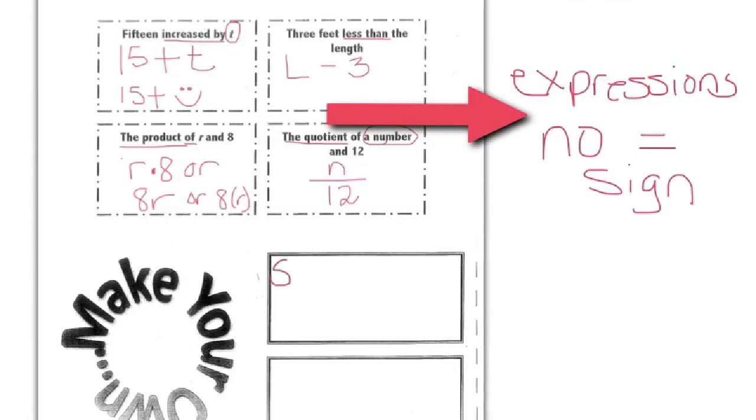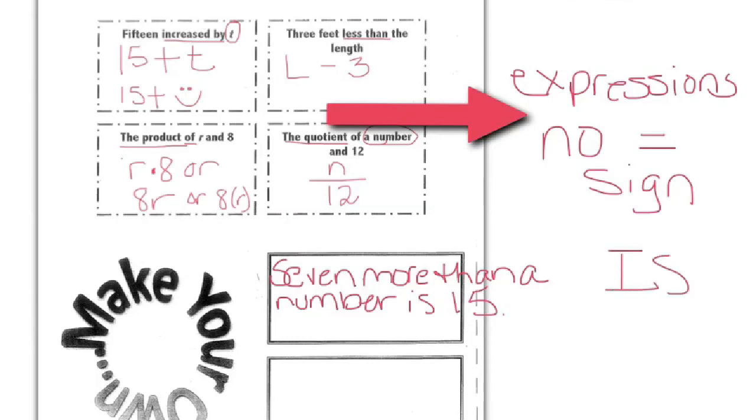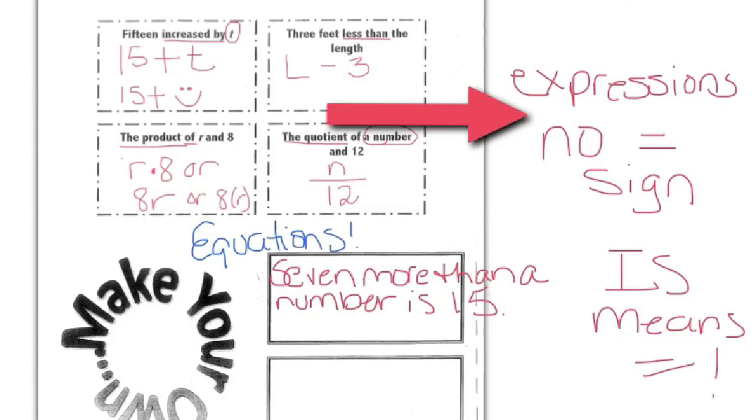So I'm going to write 7 more than a number is 15. Okay, is means equals. That's important, really important. And that means that they are equations. So I'm going to write another little note here. These are equations. Equations have equal signs. Think of the word equa right there. So they have equal signs.